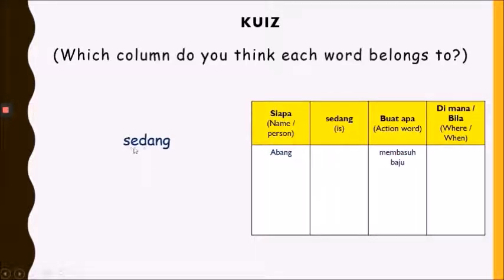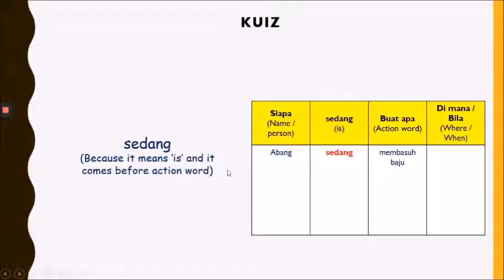This one is very simple. Sedang. Is it number 1, number 2, number 3, or number 4? Which one is it? You tell me. Your fingers. Okay, I'm gonna count to 3. 1, 2, 3. Right. So the answer is number 2. Okay, in this column, sedang. Alright, sedang means is. So we will always put sedang before the action word. We will always put it at column number 2. Okay, good job everyone.